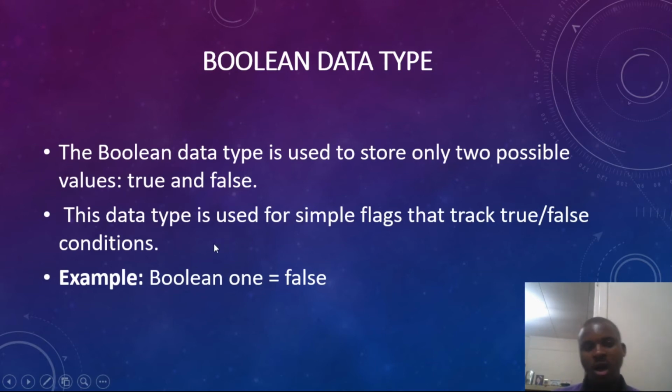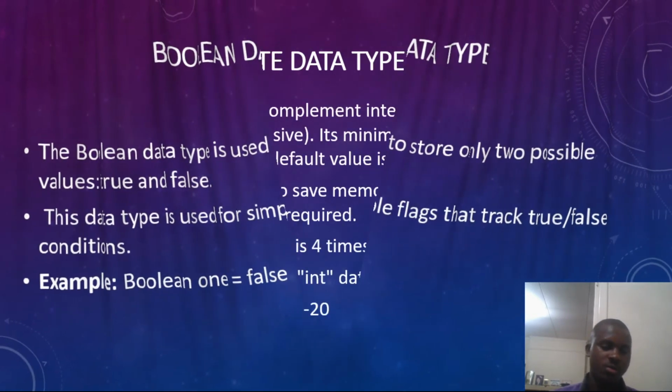How do you declare a Boolean variable? You can specify it by using boolean. Here we have boolean1 that is initialized to false. Okay.